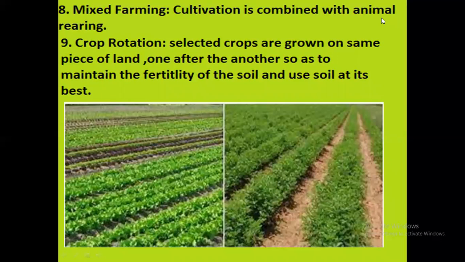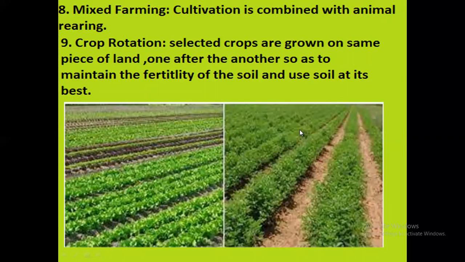Talking about crop rotation, you can read it from the slide itself. Selected crops are grown on the same piece of land one after another, just like I had given you the example of crop X and crop Y. This is done so that we can maintain the fertility of the soil. What can we maintain? Fertility of the soil. And use soil at its best.